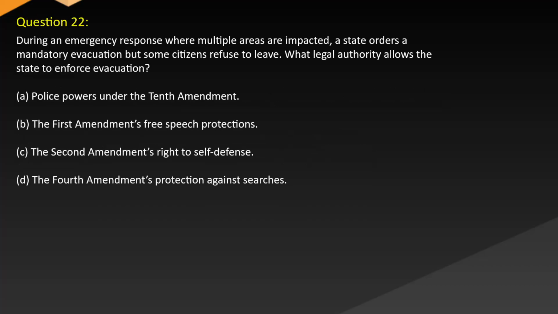Question 22. During an emergency response where multiple areas are impacted, a state orders a mandatory evacuation, but some citizens refuse to leave. What legal authority allows the state to enforce evacuation? A. Police powers under the 10th Amendment. B. The First Amendment's free speech protections. C. The Second Amendment's right to self-defense. D. The Fourth Amendment's protection against searches.